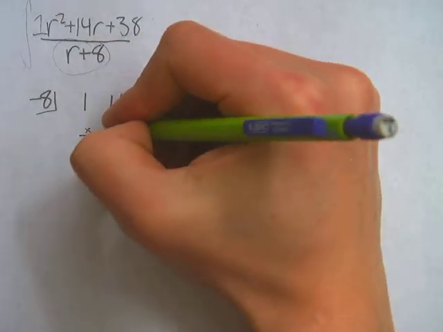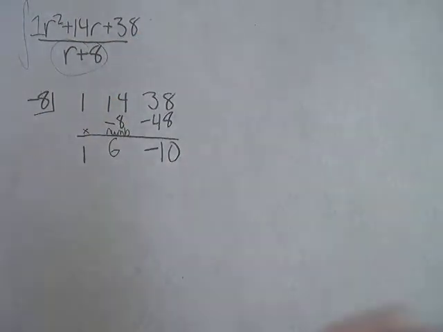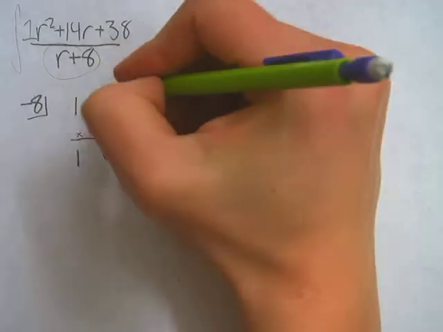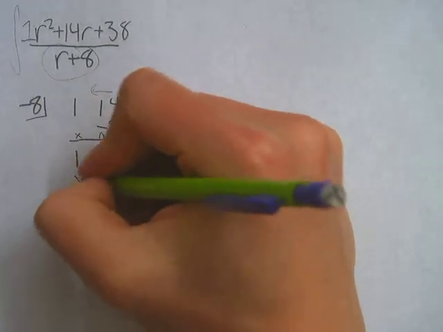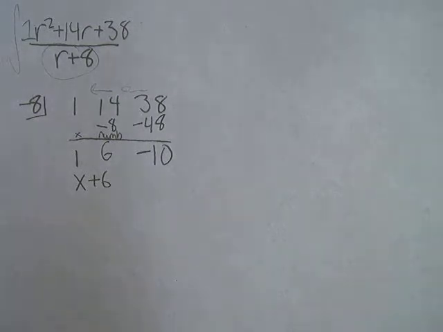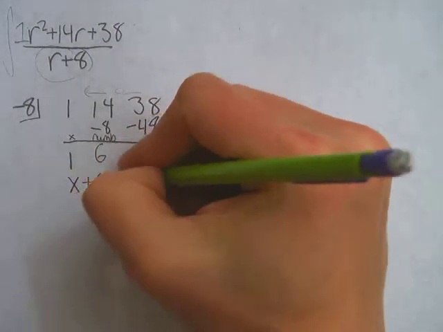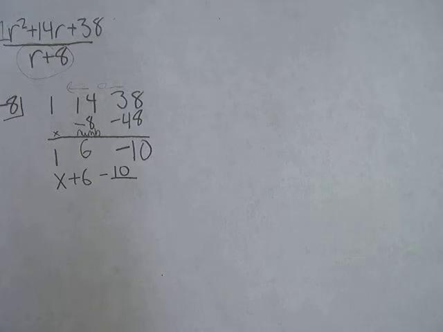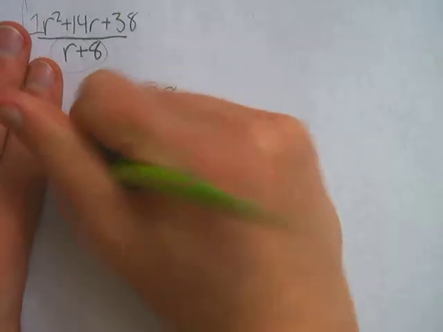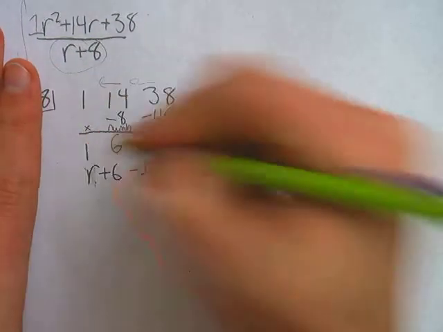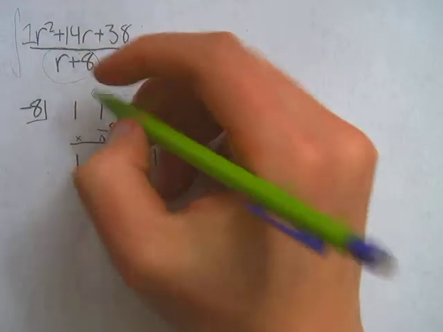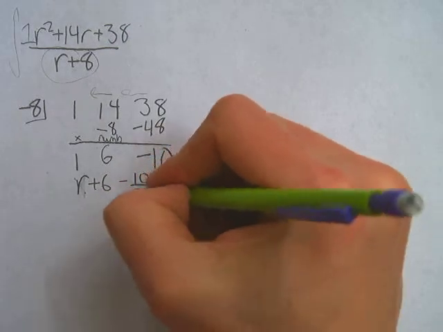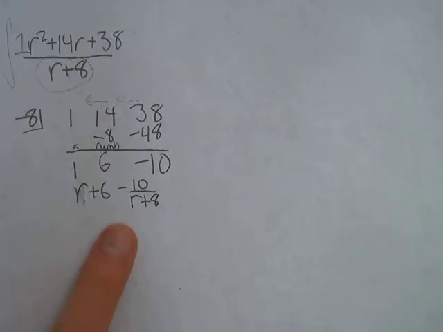So this is our x's and this is our numbers. The x place kind of shifts this way as you do the synthetic division because we're dividing by an x. So we have x plus 6 minus 10 over our starting term. And I realize I wrote x when I meant r because the problem has r's in it. So my bottom was r plus 8. That's what I divided into stuff. And now this is the term I have.